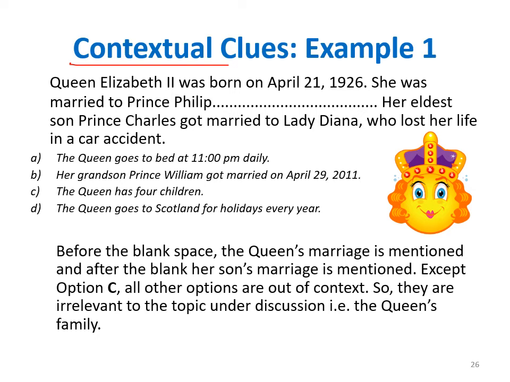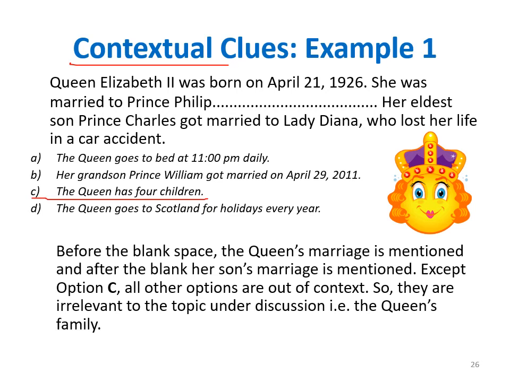The Queen has 4 children. It seems fine. The Queen goes to Scotland for holidays every year, and that seems fine too. But now, before the blank space, the Queen's marriage is mentioned, and after the blank, her son's marriage is mentioned. Except for option C, all other options are out of context. Look at this. Okay, this is the correct answer.